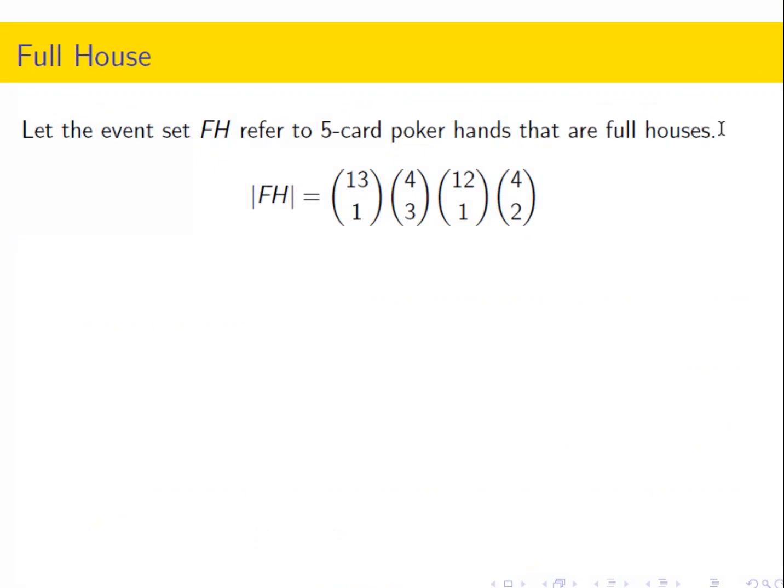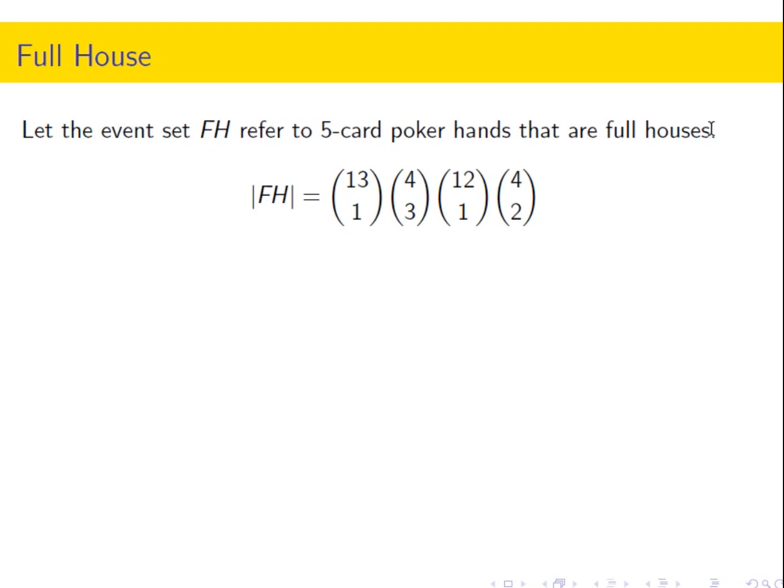Okay, and the final example we have here is the full houses. A full house is a hand like Jack, Jack, Jack, 6, 6, right? Where I have 3 of one kind and a pair in the same hand. So how's that going to work?